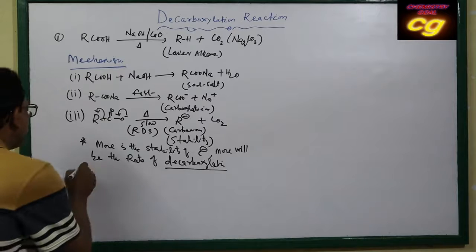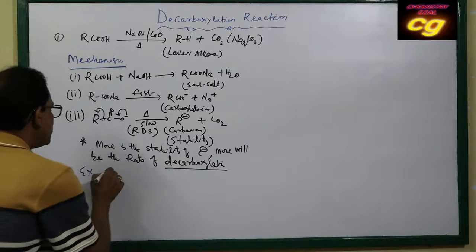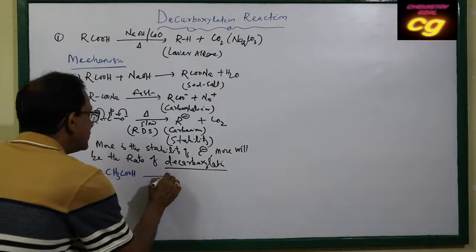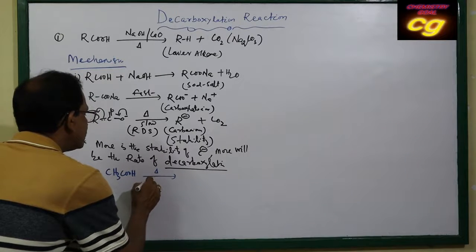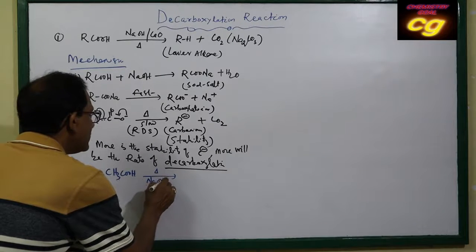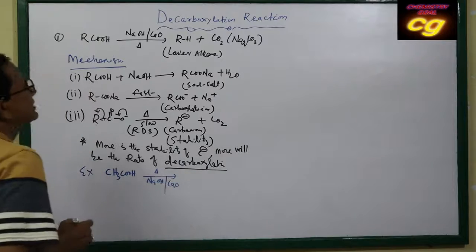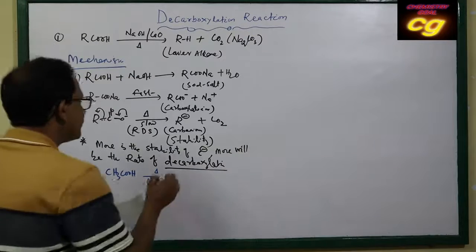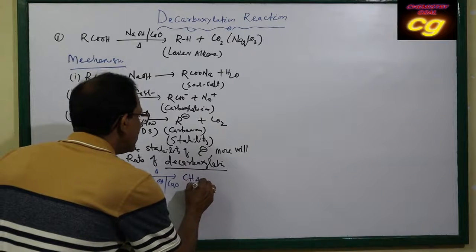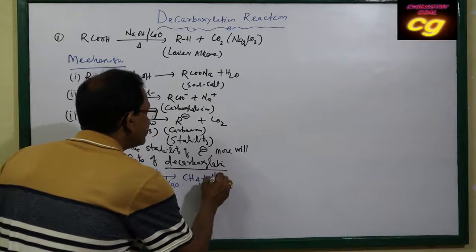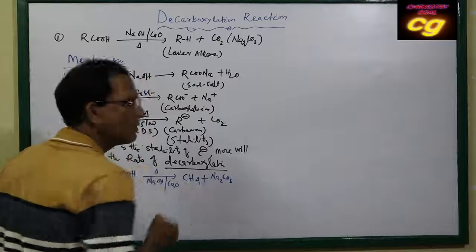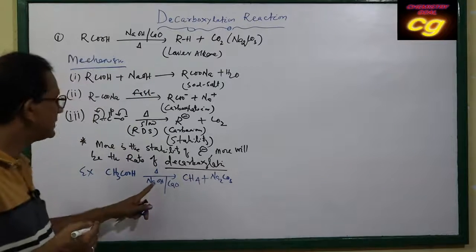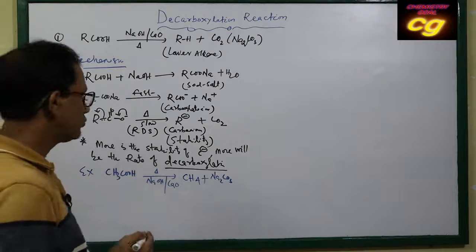For example, we can take one example. Suppose sodium acetate or acetic acid is heated in the presence of sodium hydroxide and calcium oxide. This mixture is called soda lime. It produces methane and sodium carbonate, because the carbon dioxide again reacts with sodium hydroxide forming sodium carbonate.